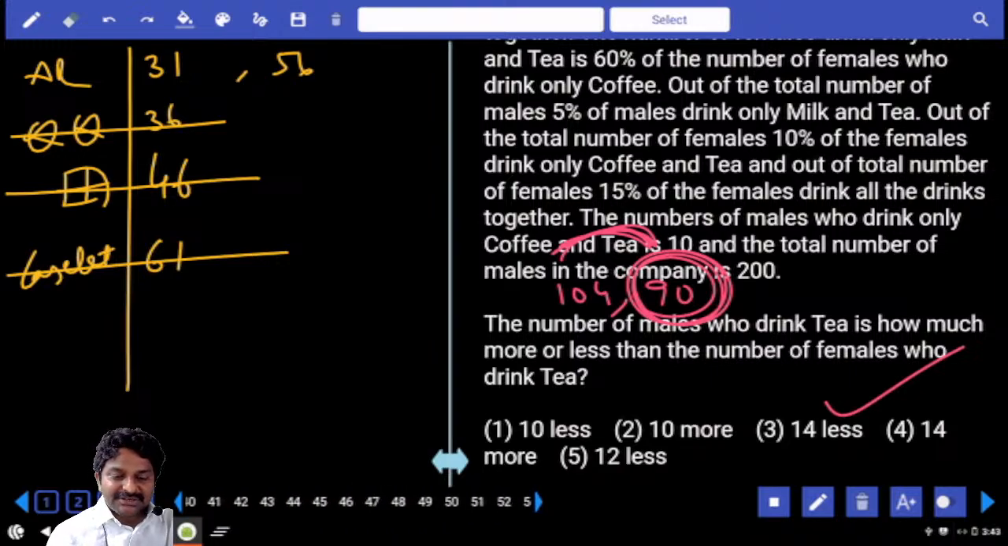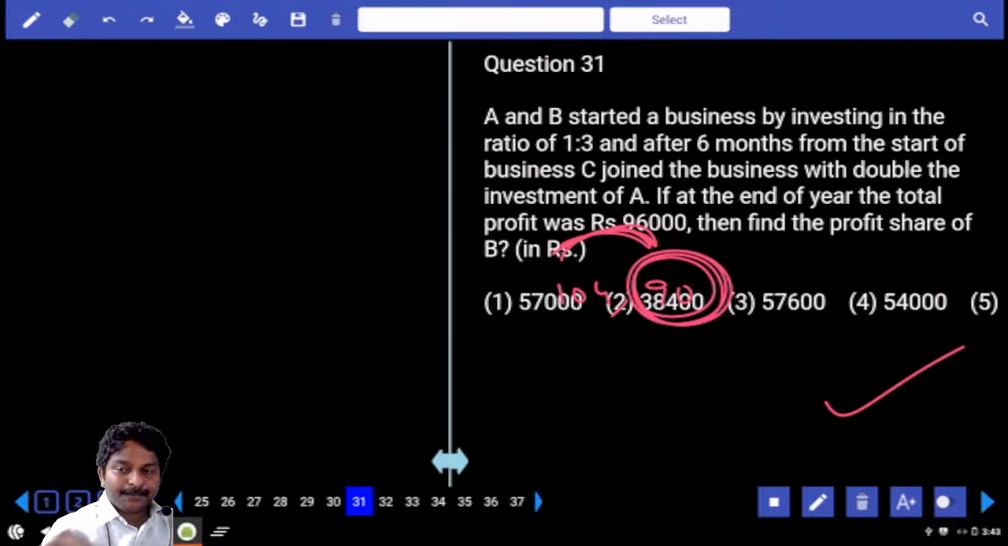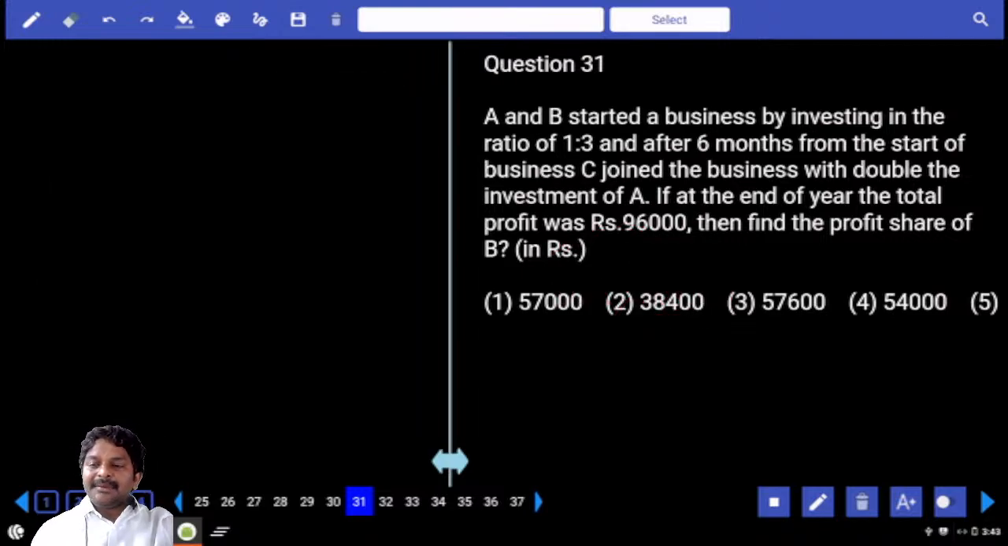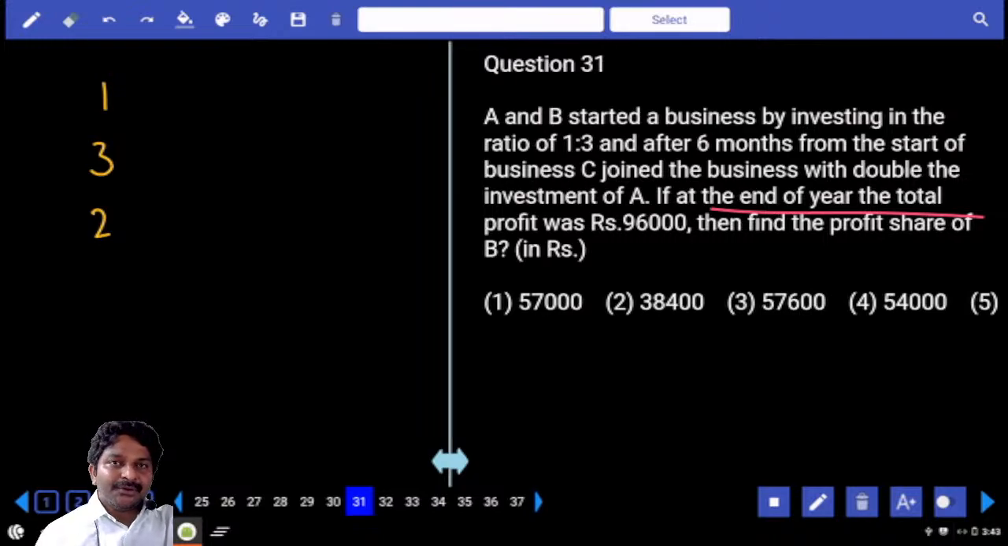Now arithmetic question starting from question number 31 onwards. A and B started a business by investing in the ratio 1:3, and after 6 months from the start of the business, C joined the business with double the investment of A. A investment is 1, B investment is 3, C investment is 2. C joined after 6 months. End of the year. Business happened for 12 months.